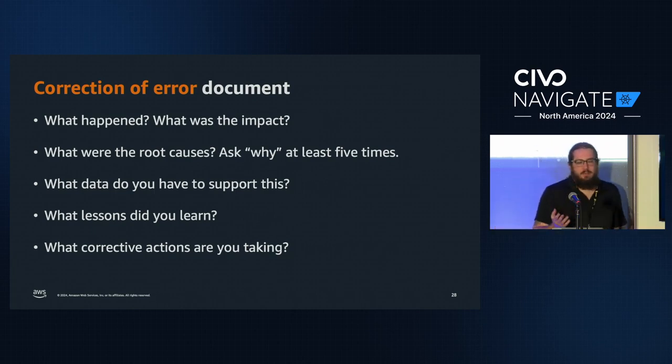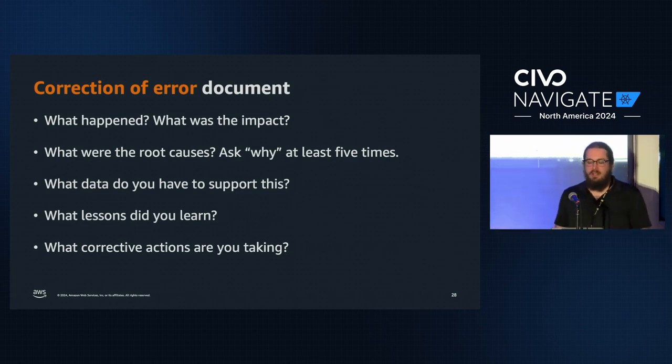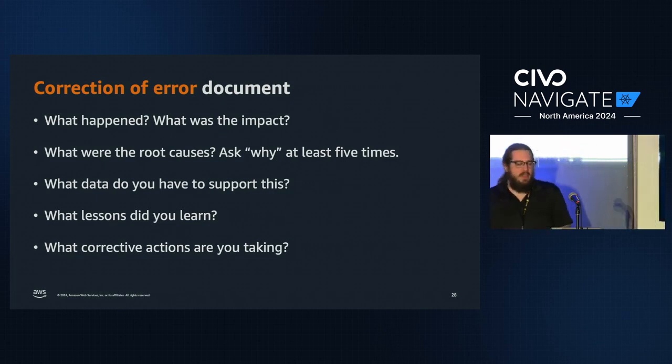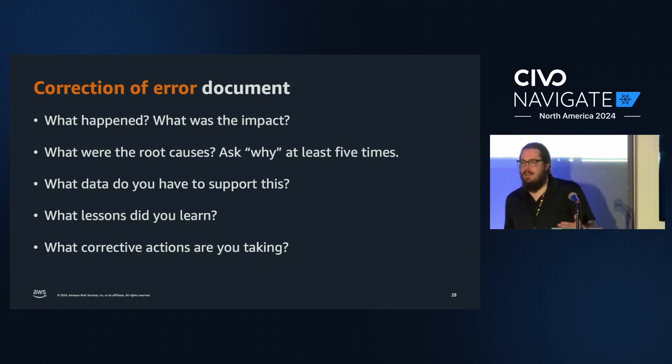What data do you have to support this? Did you dig through logs and find an error in the logs? Did you look at a particular graph of a metric? What lessons did you learn from this failure that you discovered? And then what corrective actions are you taking? And the idea is that this document serves everyone on your team and potentially everybody in your broader organization so that they can learn from a particular chaotic event that happened as part of your infrastructure.